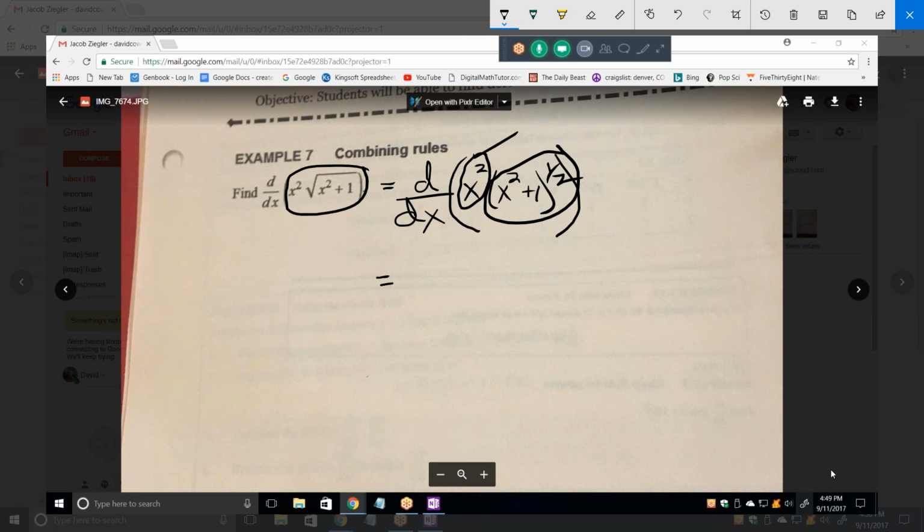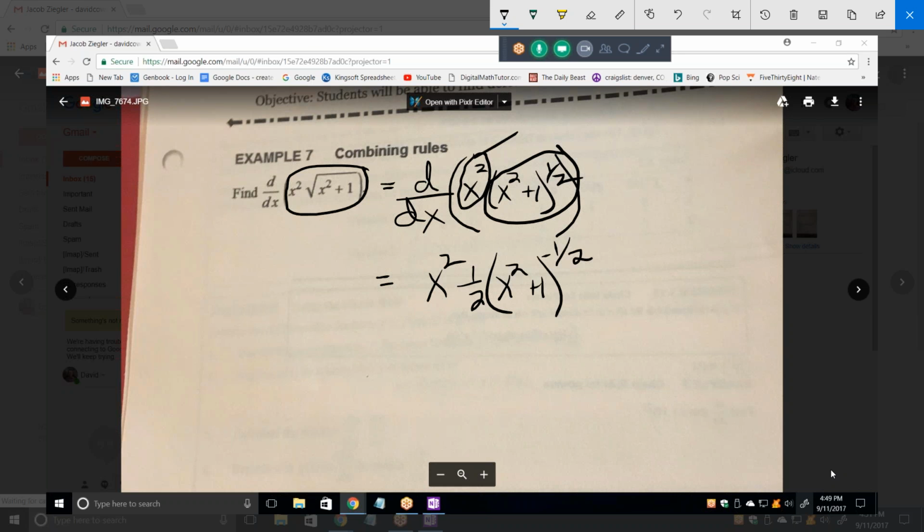Okay, so it'd be 2x. No, always start with what you see, x squared. Start with u. That's u. Don't start with u prime. Okay? Always start with u. Now what's v prime? It would be 1/2 x squared plus 1 to the minus 1/2 power.